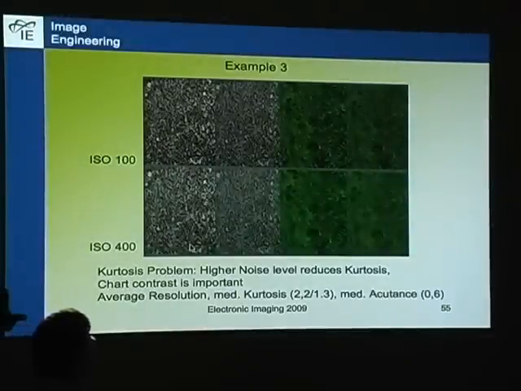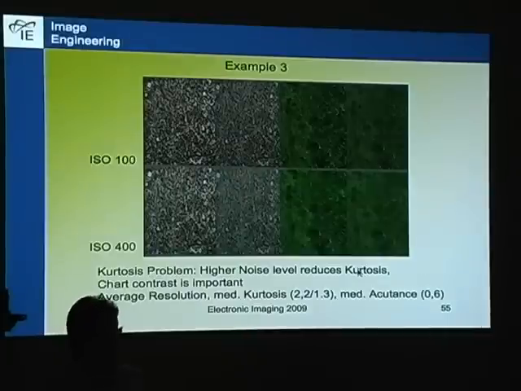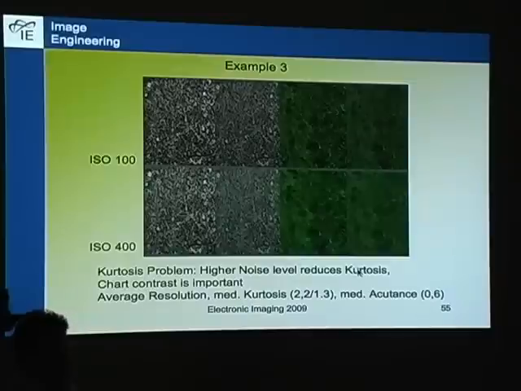Then we found, we applied it to a set of cameras at different ISO speed settings. We found a little, it's not a real kurtosis problem here. We found that a higher noise level, of course, reduces the kurtosis value because the noise, when it adds up to everything, is a kind of Gaussian distribution, and of course it lowers the kurtosis.